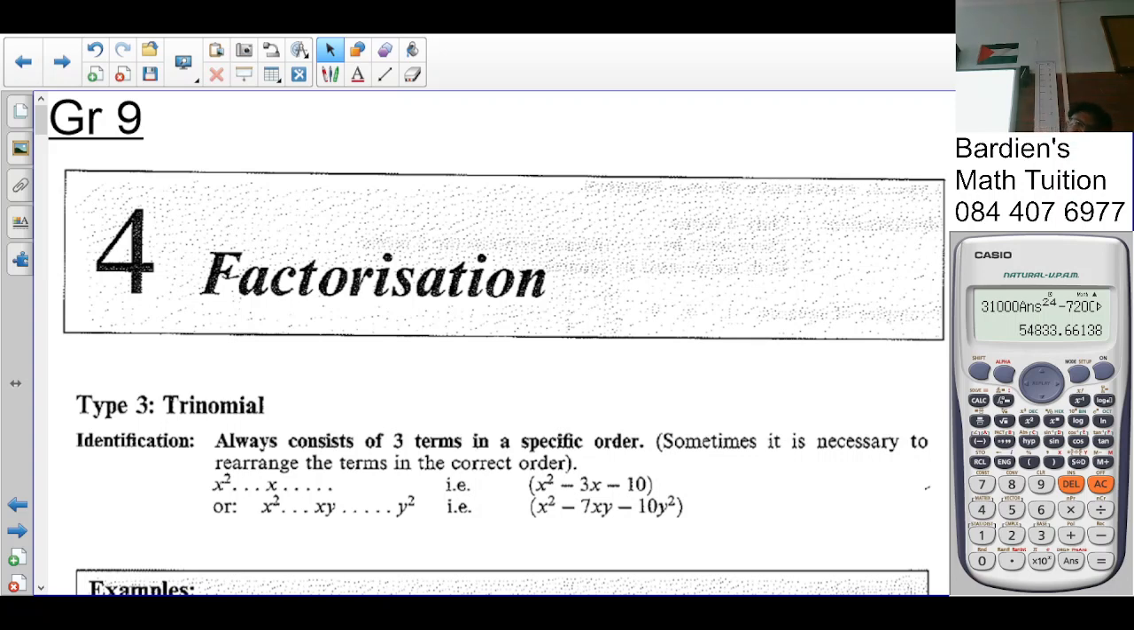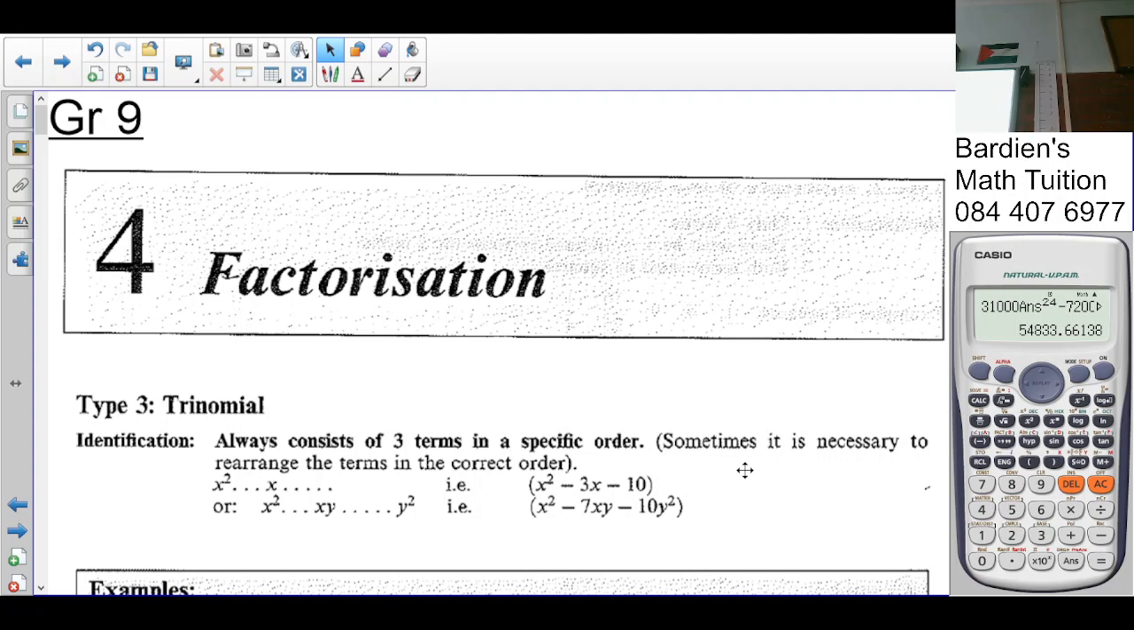Okay, good afternoon class. So today we're looking at the last part of the factorization. The last type in grade 9 of your factorization, which is trinomials, the third type. So in trinomial, to identify when you're busy with a trinomial, what do you understand by trinomial?